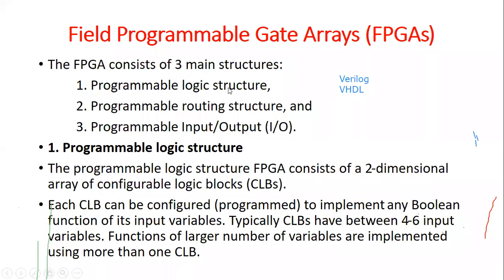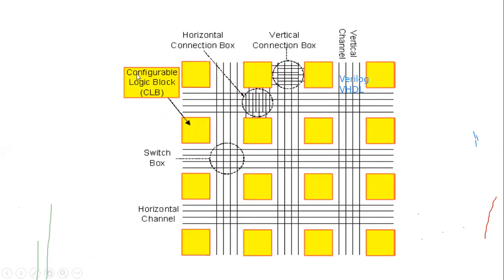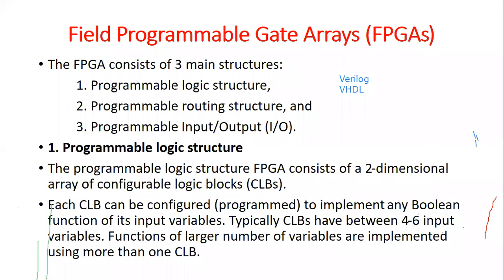Programmable logic structure means whatever application you want to implement, you just write the program or the logic across this programmable logic structure block. After that, the programmable routing structure. This programmable logic structure is mainly considered in the CLB block. This CLB is called a configurable logic block. After you write this in the configurable logic blocks, you have to do the internal connections. If you want to make connections from one CLB to another CLB, you have to use these programmable routing structures.